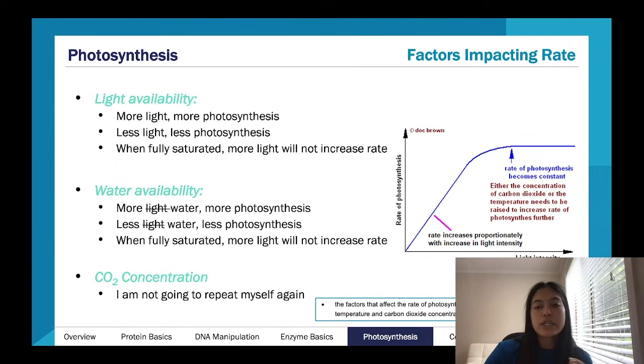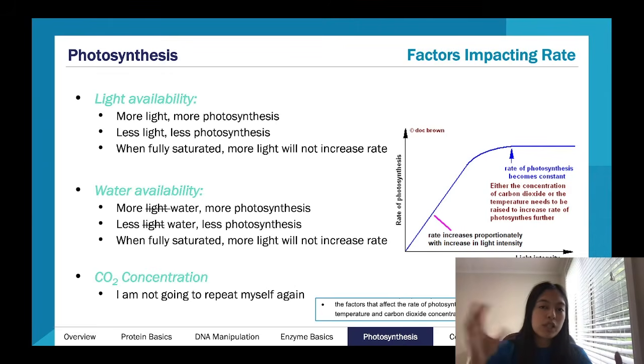Okay, so basically the exact same thing that we talked about with our enzymes. With light availability, we've gotten our plateau essentially. The more light you add, that's going to increase the light dependent stage, which in turn will increase light independent. You're getting that increased rate of photosynthesis. Again, it plateaus. It'll always plateau because something else will become the limiting factor.